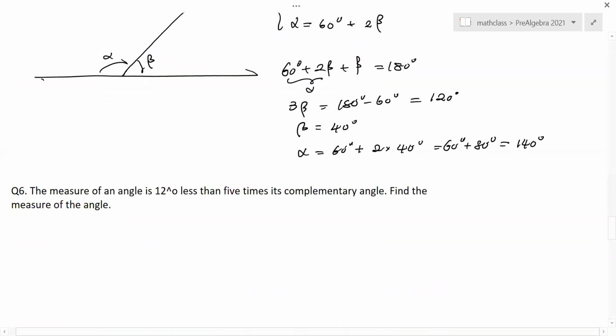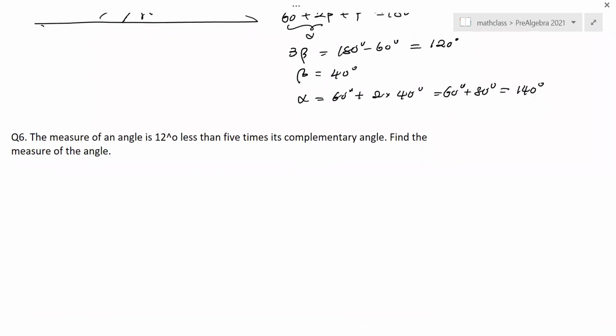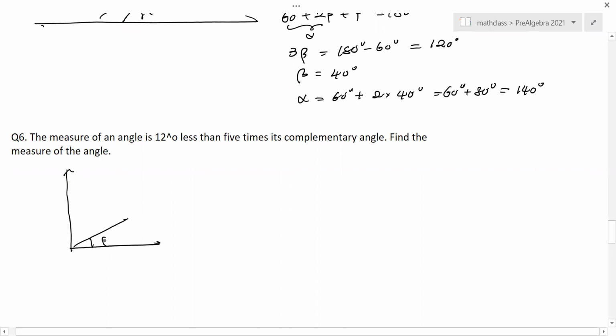All right, so let's work out a similar problem. The measure of an angle is 12 degrees less than 5 times its complementary angle. Find the measure of the angle. Complementary means the sum of the two angles is 90 degrees. So you draw the picture. This is beta, this is alpha. Alpha should be larger, so alpha equals 5 beta minus 12 degrees. Please go ahead and solve this problem, and if you have answers, post them to me.